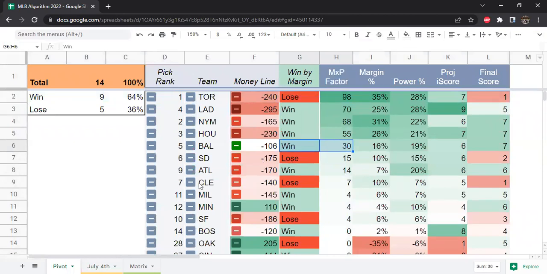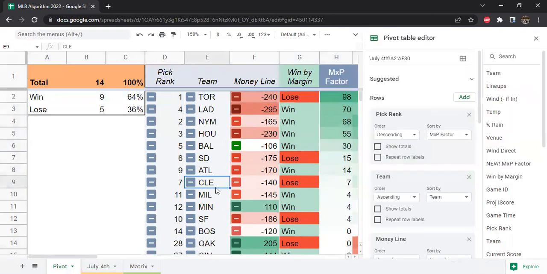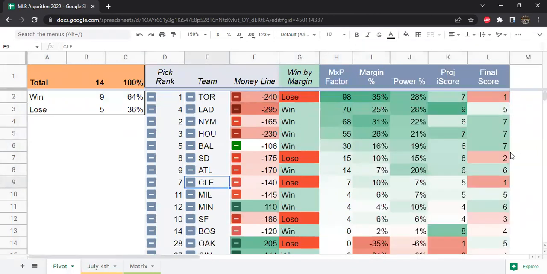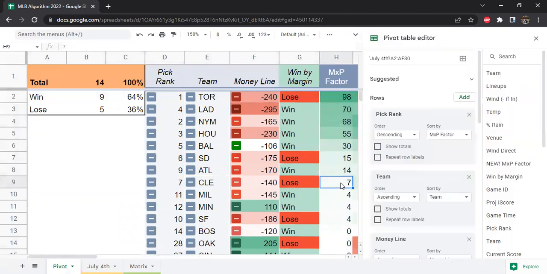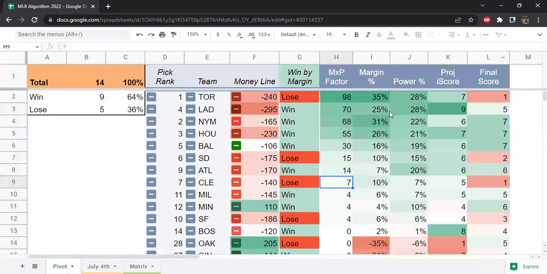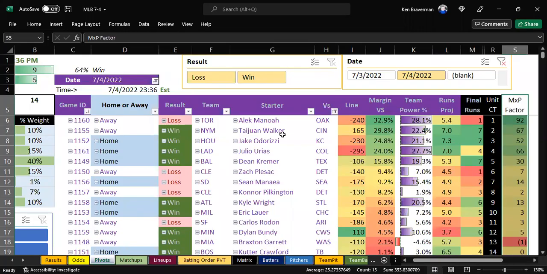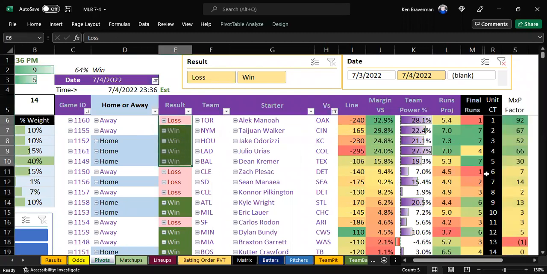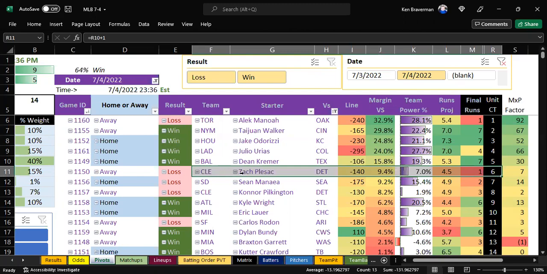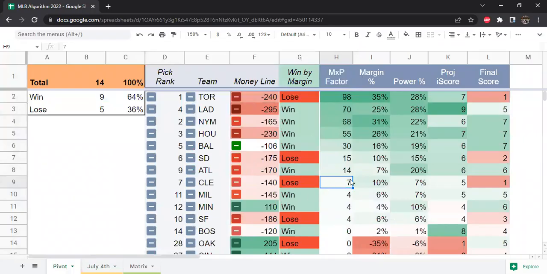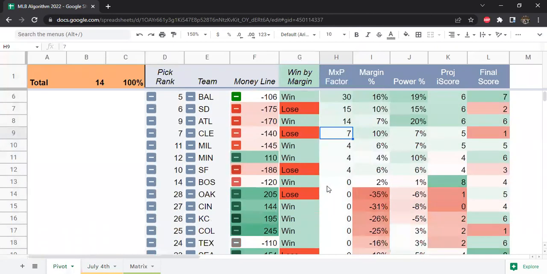But then you have Atlanta, and it pushes Cleveland way down here. It gives them this factor of only 7. And so the reason why I want to show it this way is there's a bunch of different ways we can look at the results. And we're sorting it by margin here as well. You see how Cleveland is the 6th pick here? It makes it better by moving stuff around and showing it this way.